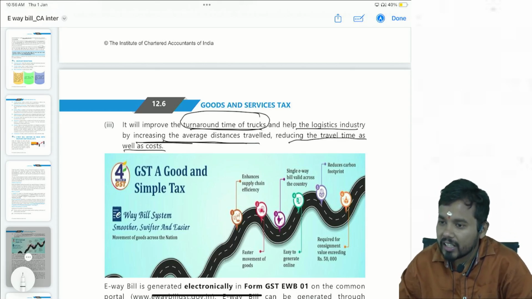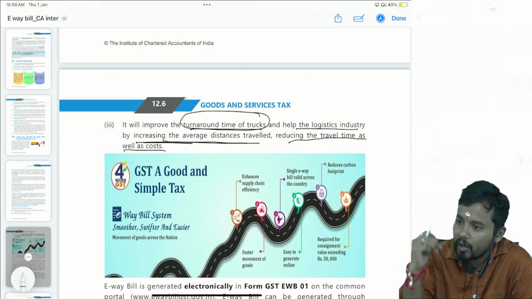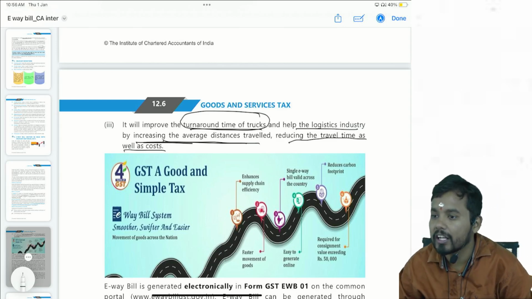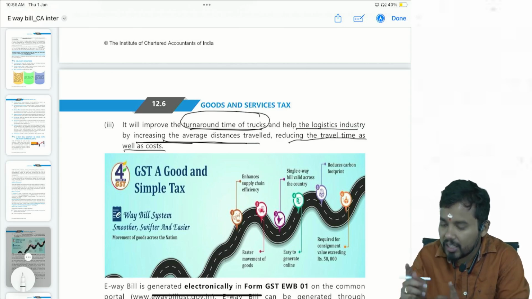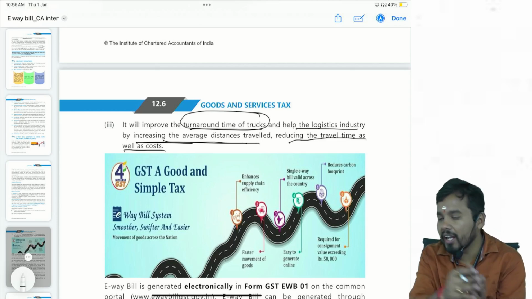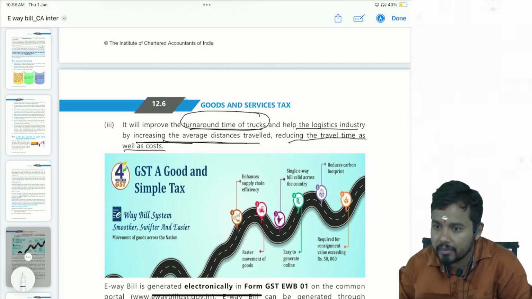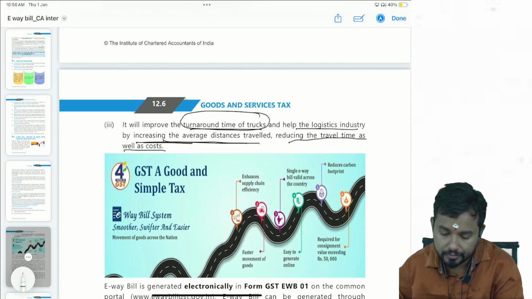Okay, now turnaround time means, for one consignment, how much time I am taking to unload and to get back. Turnaround time means I have loaded one consignment, and within how much time I have unloaded and again I am available for another consignment. Okay, that we will call turnaround time.